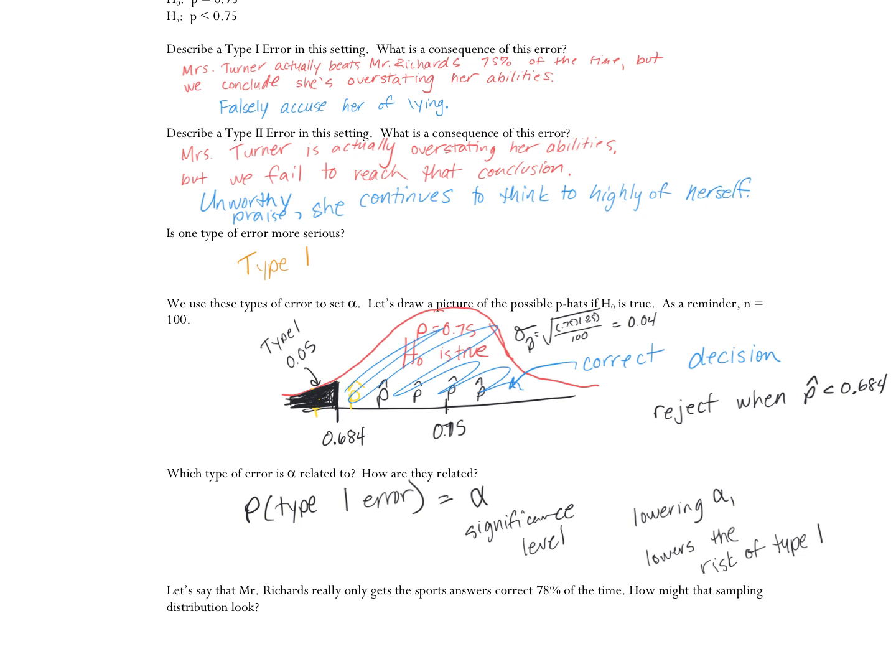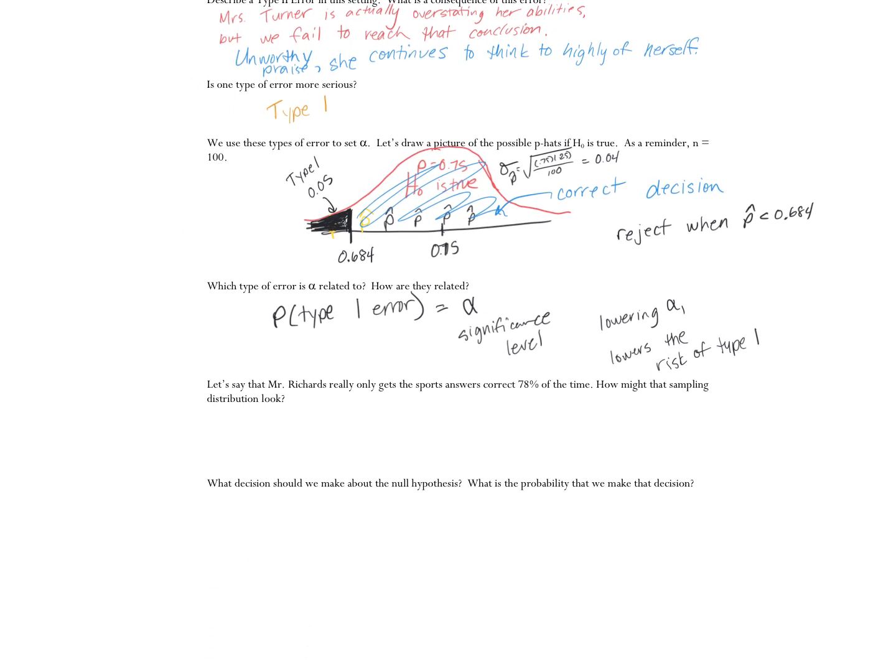Okay? So now, let's go ahead and pretend, and you guys, I changed this example to make it more relevant, so we're going to erase that part because I didn't change it all the way through. I just screwed up. Okay? So let's say, what if Turner really beats Richards 65% of the time?